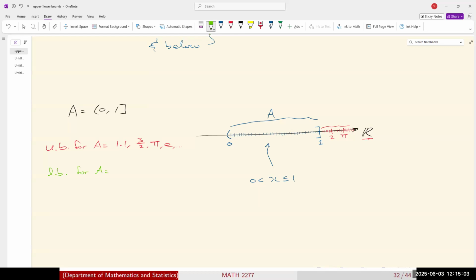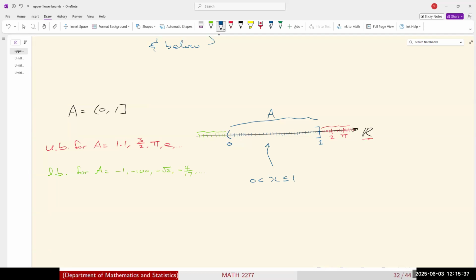So notice again, A ends at 0. Okay, so if we want a lower bound for A, we just need to pick any number less than 0. So all the lower bounds live here. Pick any negative number. If you're less than 0, you are negative. So -1 will work, -100 will work, -√2 will work, minus, I don't know, 4/17, whatever. So all of those are lower bounds.